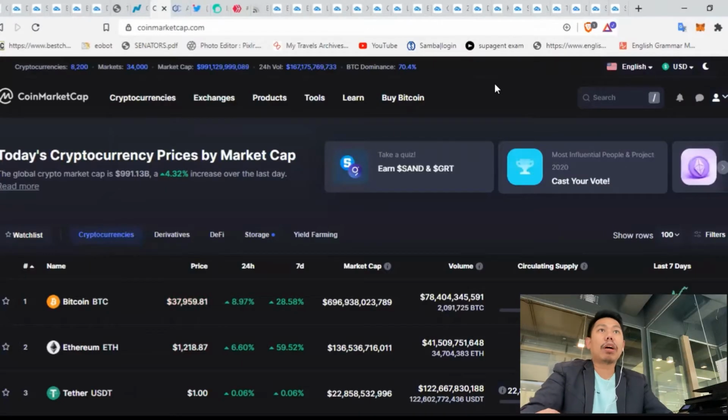On the updates on the CoinMarketCap, as you can see, today we almost reached 1 trillion. We are now at 991 billion. So we already broke the previous all-time high when it comes to the volume of market cap that is all invested in the crypto asset.